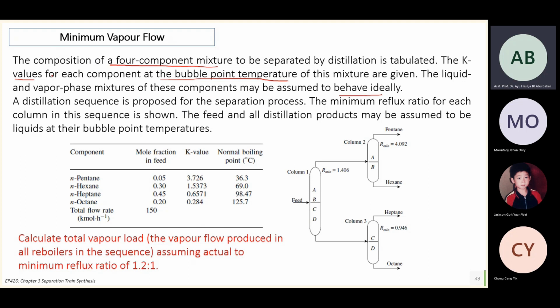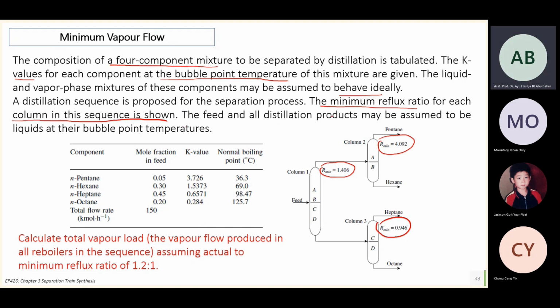Okay. A distillation sequence is proposed for the separation process. The minimum reflux ratio for each column in this sequence is given. So you're lucky, R min is given. No need to calculate already. Okay, for this question.